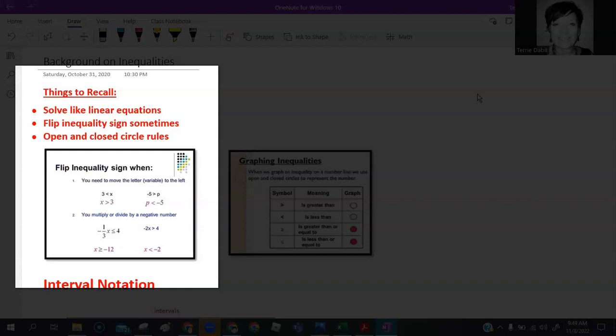Always remember to flip the inequality sometimes. When do I flip the inequality? This box here tells us when we're going to flip the inequality. Most people like to put their x on the left. So if you switch it around, if it says 3 less than x, and you switch it around to x greater than 3, you see they flip the inequality. And then also, when you multiply and divide by a negative number, it also flips the inequality.